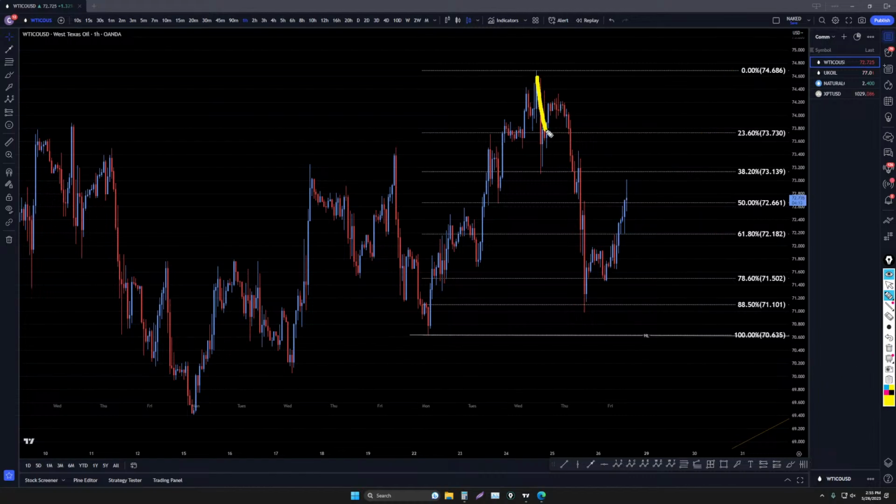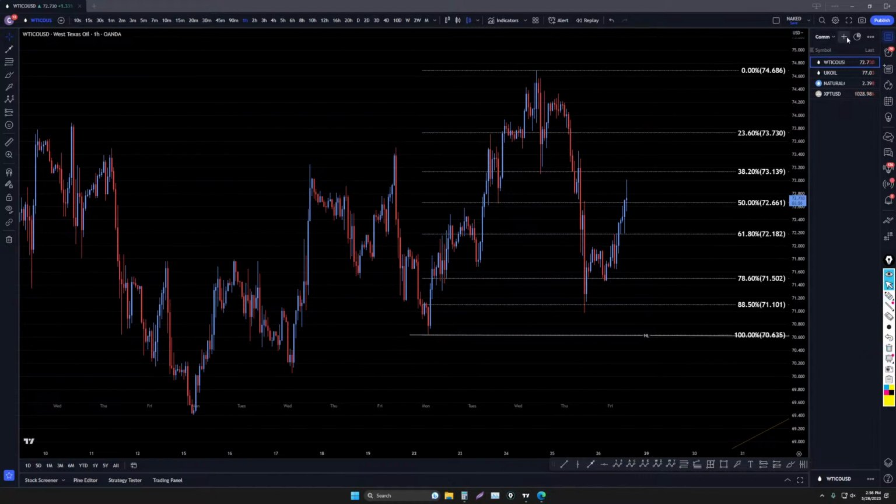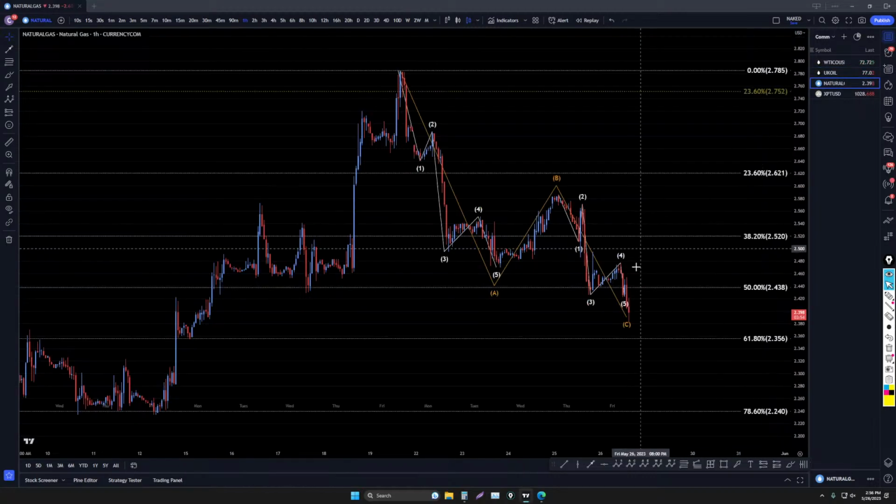Now, oil made a very soft correction right here, but if you look back here, that's definitely an ABC right there, and look how soft that one is. This is definitely an ABC right there, and look how soft to the downside that is. Very, very, very strong corrections. So I guess oil makes very strong corrections for some reason.